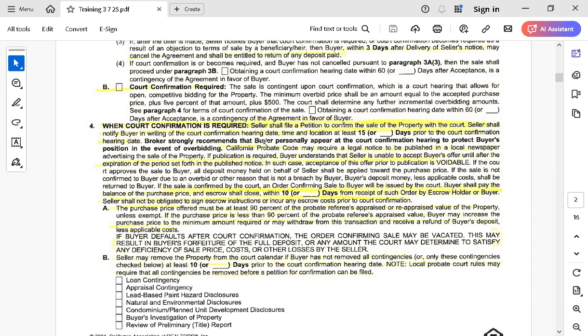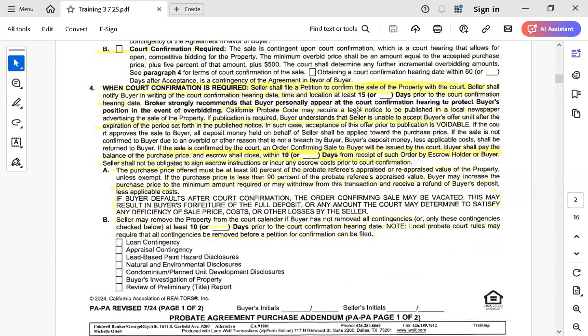When a buyer bids on a property and court confirmation is required, the listing agent may accept that agreement, but it's also subject to the probate court. So everybody shows up in court and they bid on it. If they're overbid and they don't want to keep bidding, then they can drop out, and then the highest bidder takes the property, okay?